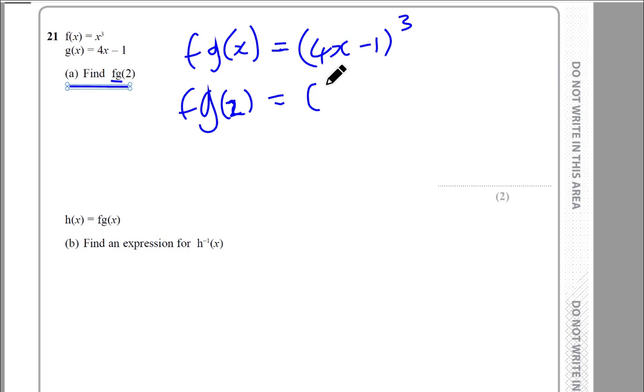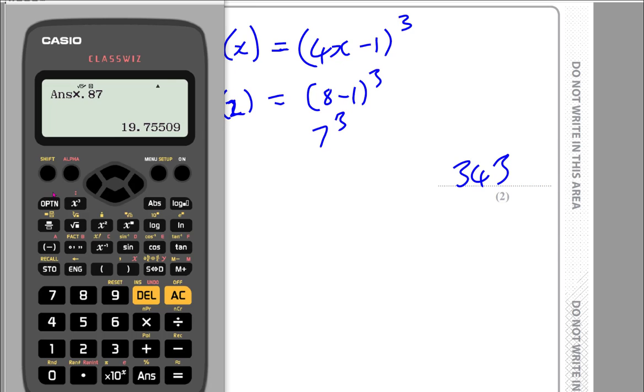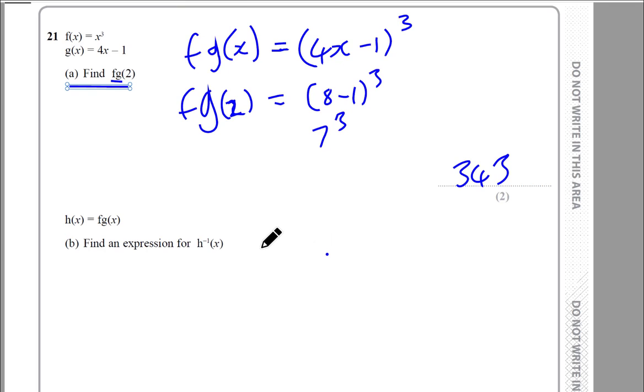So we can just do that without, it's only 2 marks, right? So let's keep it simple. So that's going to be 8 minus 1 cubed. So that's 7 cubed, which is 49 times 7 is 343, I believe. But do check with your calculator. 7, where's the cube button? Oh, there it is. Yeah, perfect.